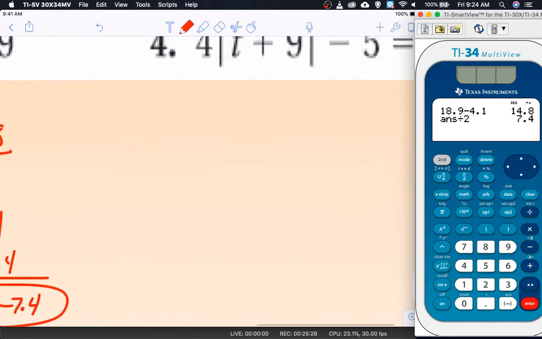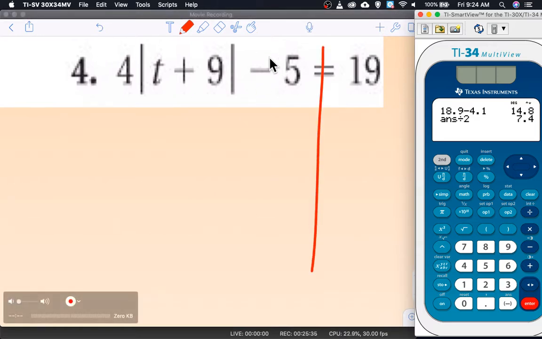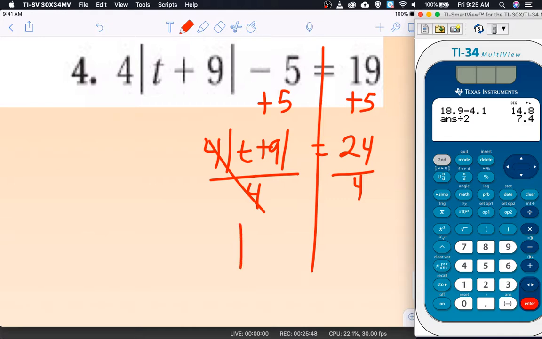Okay, third one, the most complex of the three. I do have to get rid of junk on the outside, so I'm going to start by adding 5 to both sides. 4 times the absolute value of t plus 9 is 24. Divide by 4 on both sides, and the absolute value of t plus 9 is 6.